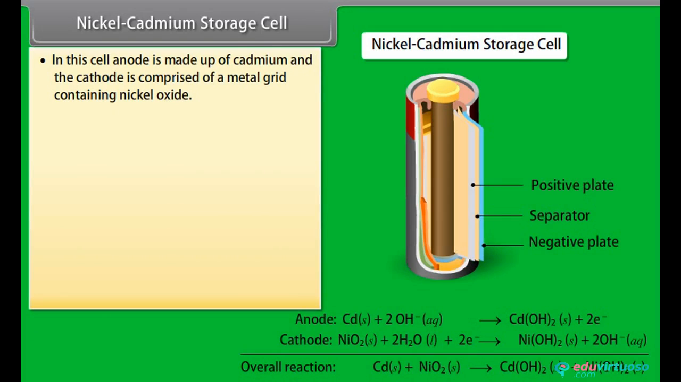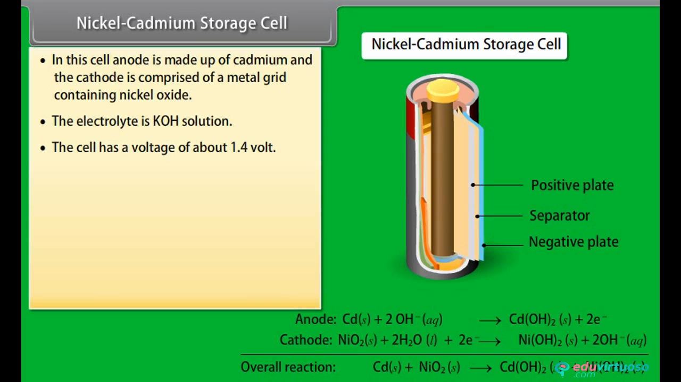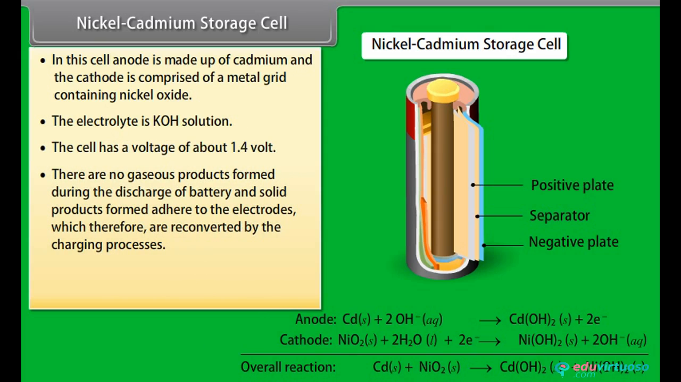Nickel-cadmium storage cell. In this cell, anode is made up of cadmium and the cathode is comprised of a metal grid containing nickel oxide. The electrolyte is KOH solution. The cell has a voltage of about 1.4 volts. There are no gaseous products formed during the discharge of the battery, and solid products formed adhere to the electrodes, which therefore are reconverted by the charging process.